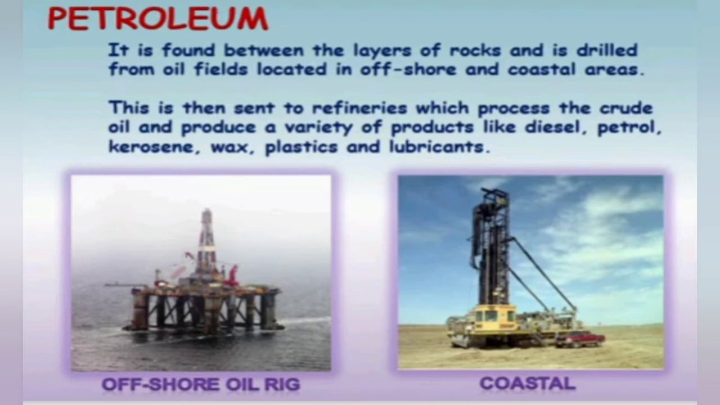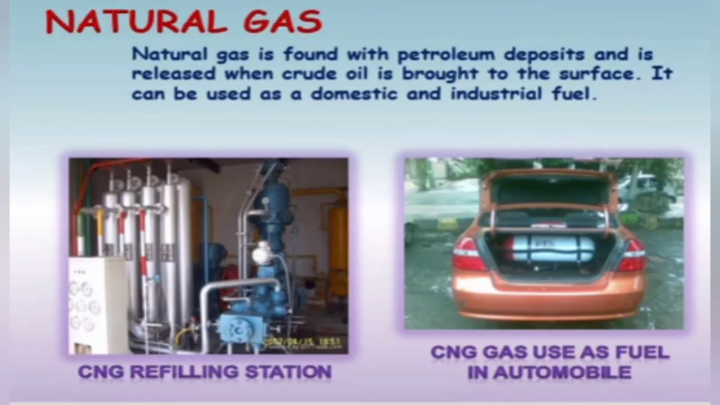The chief petroleum producing countries are Iran, Iraq, Saudi Arabia, and Qatar. The leading producers in India are Digboi in Assam, Bombay High in Mumbai, and the deltas of Krishna and Godavari rivers. Natural gas is found with petroleum deposits and is released when crude oil is brought to the surface.